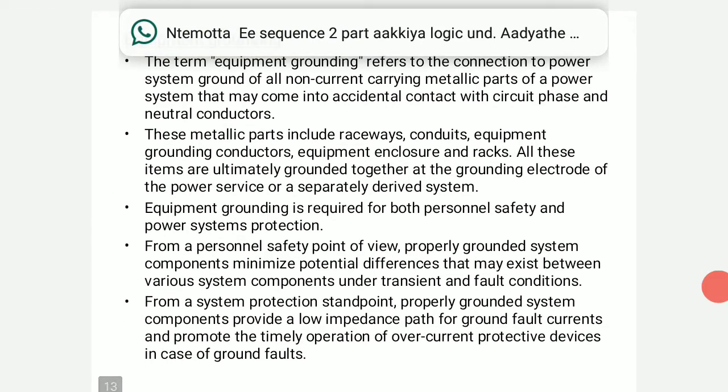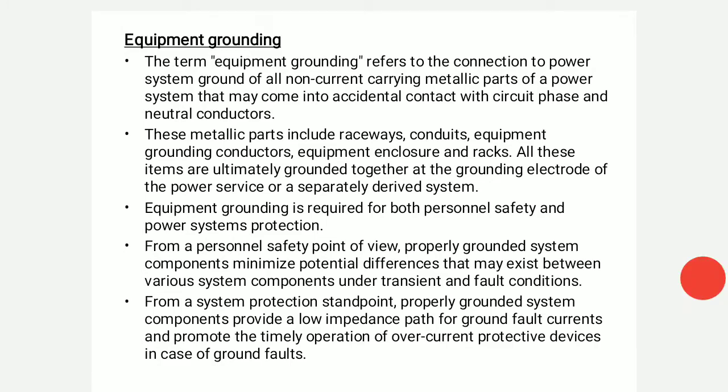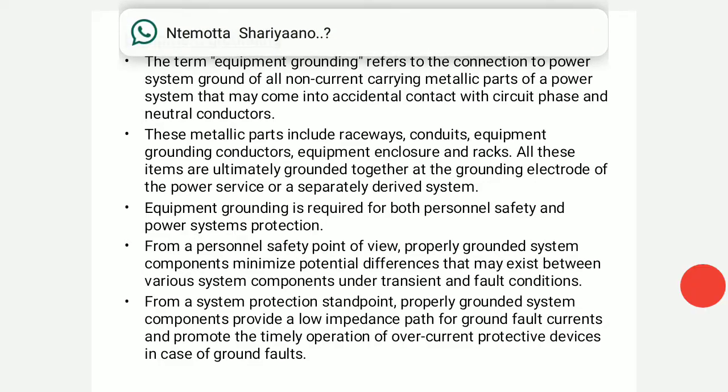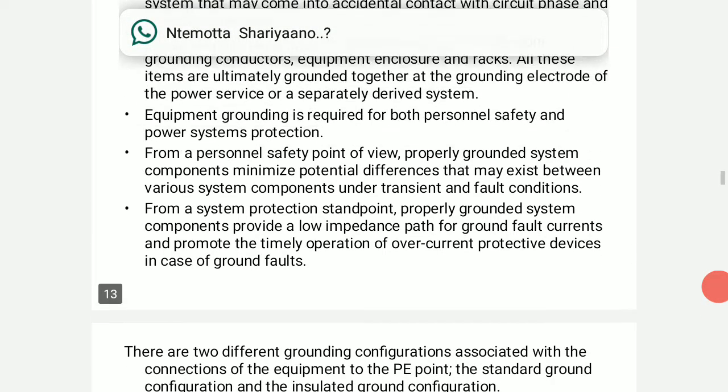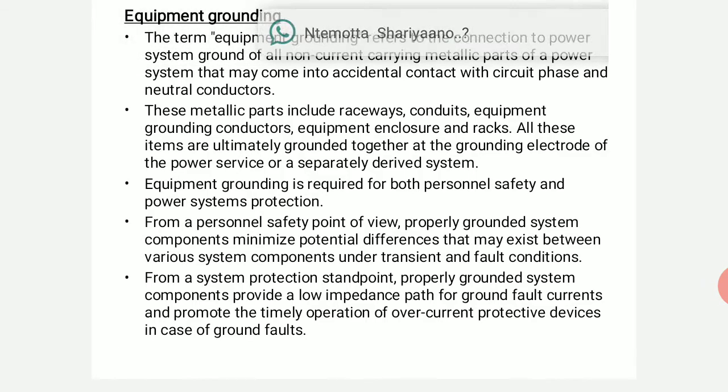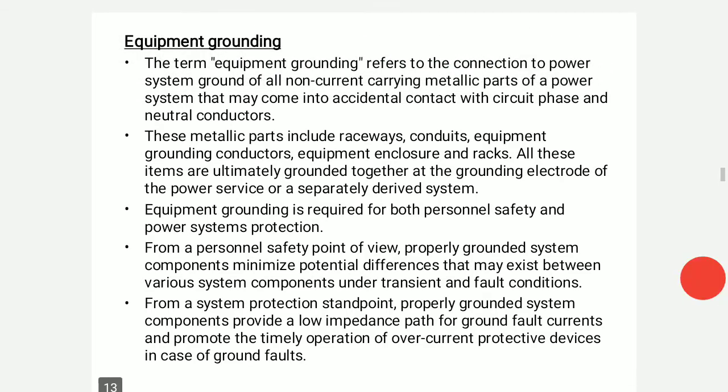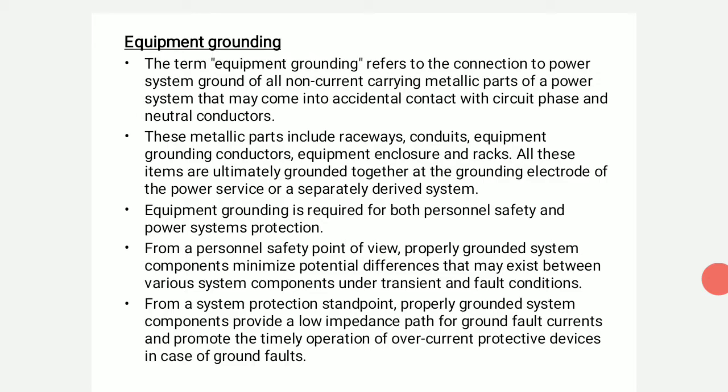Now, equipment grounding refers to the connection to power system ground of all non-current carrying metallic parts of a power system that may come into accidental contact with circuit phase and neutral conductors. These metallic parts may include raceways, conduits, equipment grounding conductors, equipment enclosures and racks. All these items are ultimately grounded together at the grounding electrode of the power service or a separately derived system.